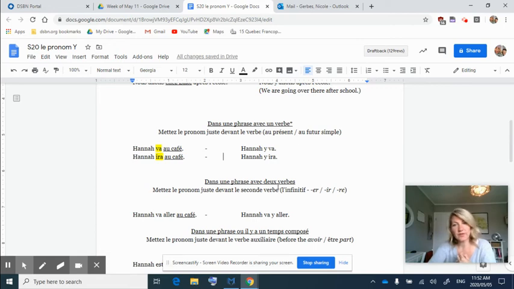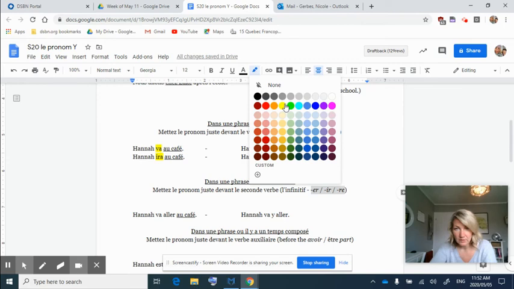Alors, dans une phrase avec deux verbes, mettez le pronom juste devant le second verbe, l'infinitif, c'est-à-dire que quand vous avez deux verbes dans une phrase, vous allez avoir un verbe qui est conjugué et un verbe qui n'est pas conjugué. Un verbe qui n'est pas conjugué est un infinitif. Infinitif means it ends with the -ir, -er or -re ending. So these ones are the easiest ones to find because you're finding the verb that hasn't been messed around with yet.